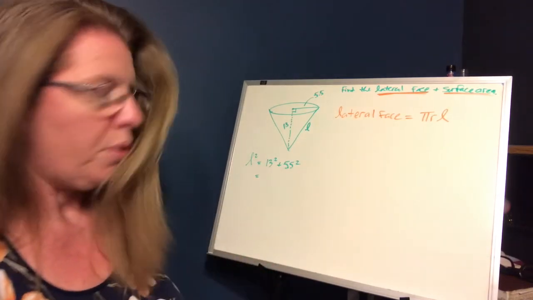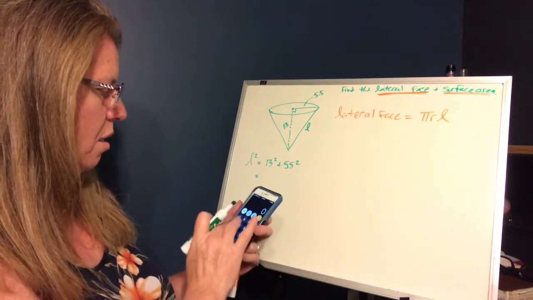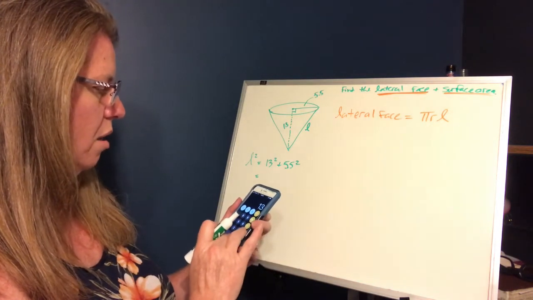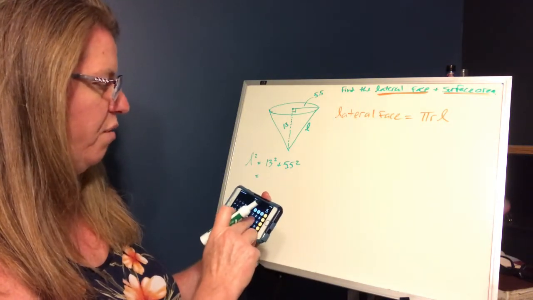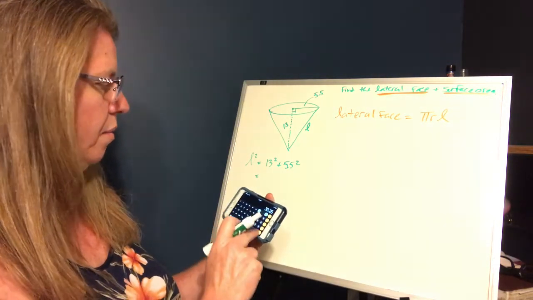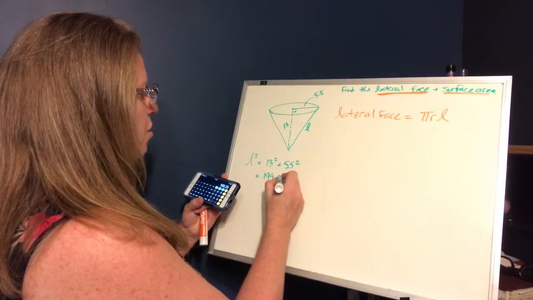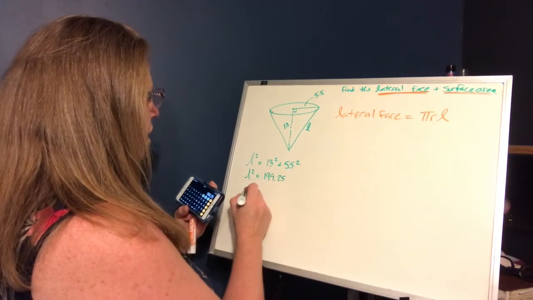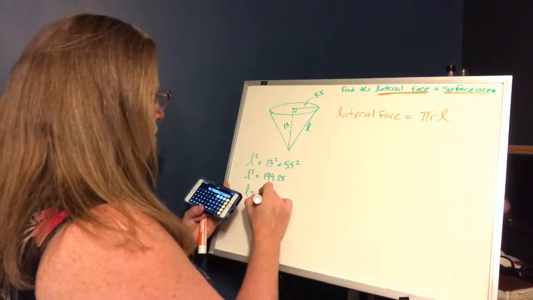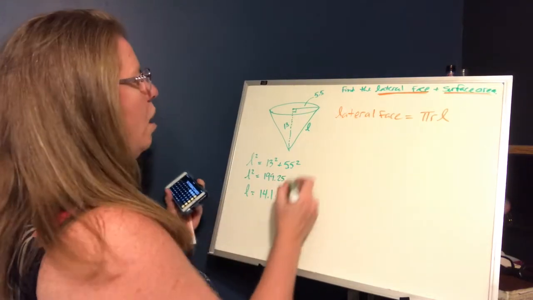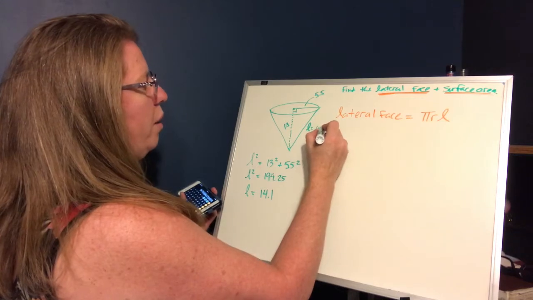Let's go ahead and work this one out. We get 13 squared plus, I'm going to put it over here, 5.5 squared is 199.25. So when I take the square root of both sides, L is going to be 14.1. There's my lateral, or my slant height, 14.1.